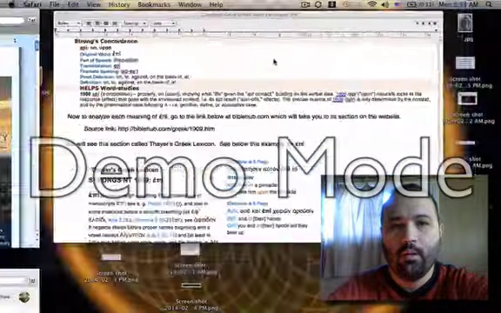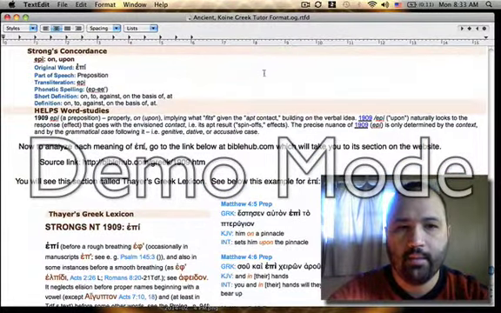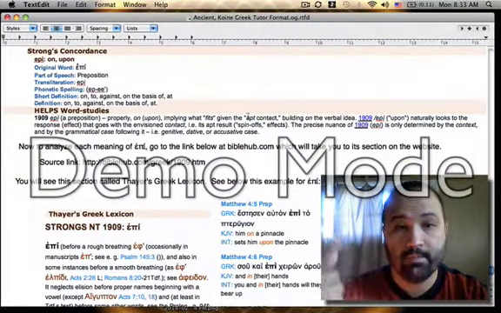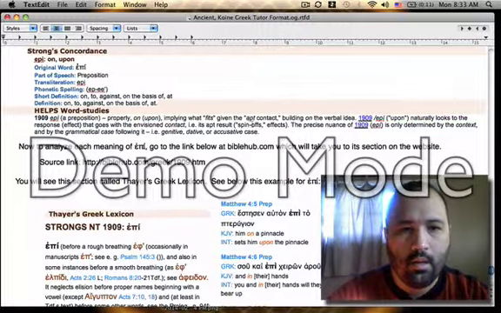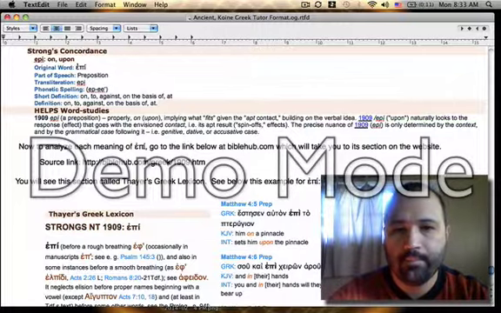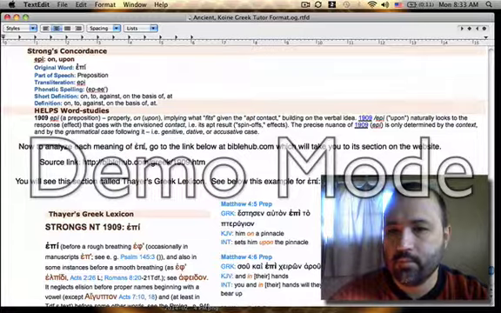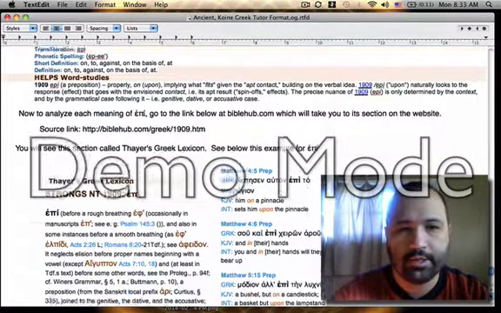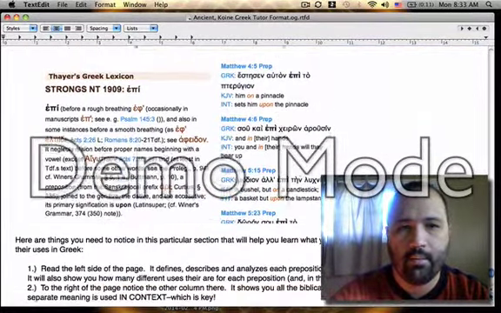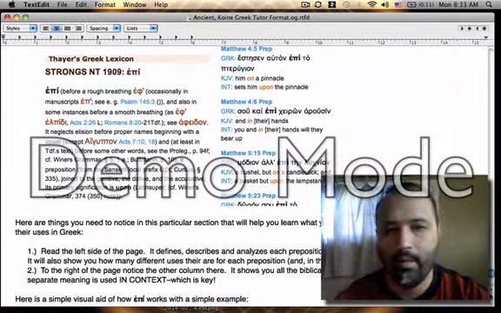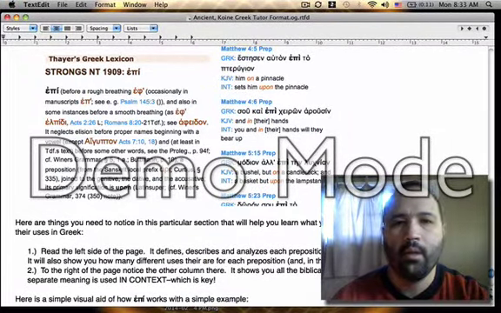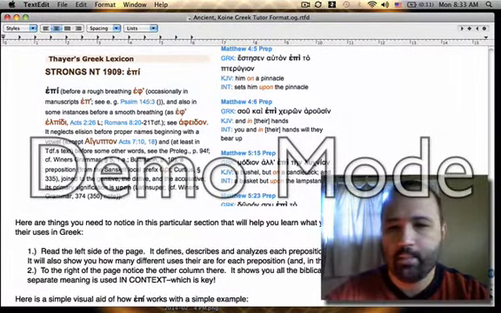Alright, now let's go back to our preposition epi. Here's epi as per Bible Hub. So now to analyze the meaning of epi, go to the Bible Hub link, which will take you to that section. So here's the section of epi on Bible Hub. I just showed you how to find it on Bible Hub with the logos example. But let's look at epi.